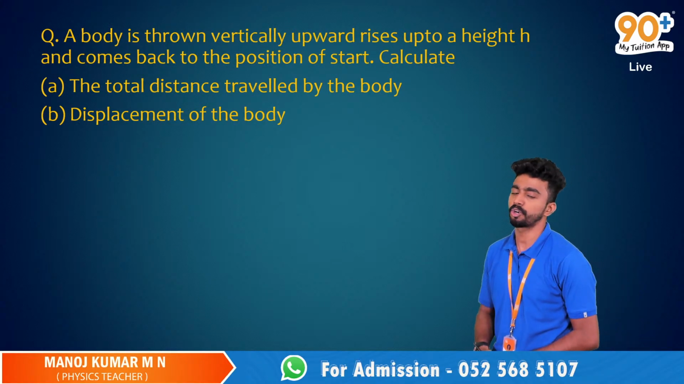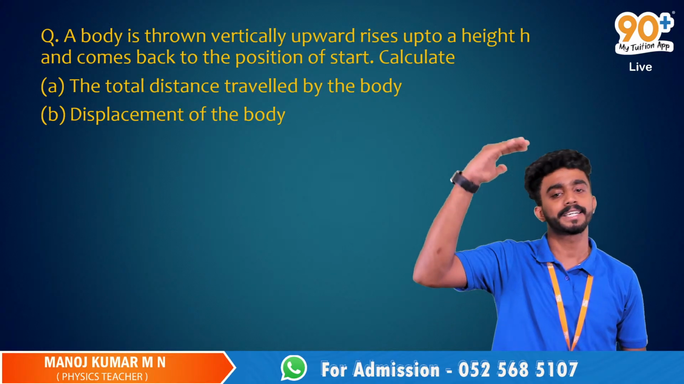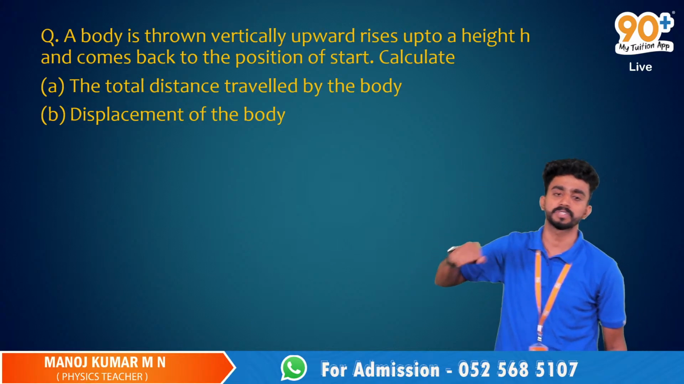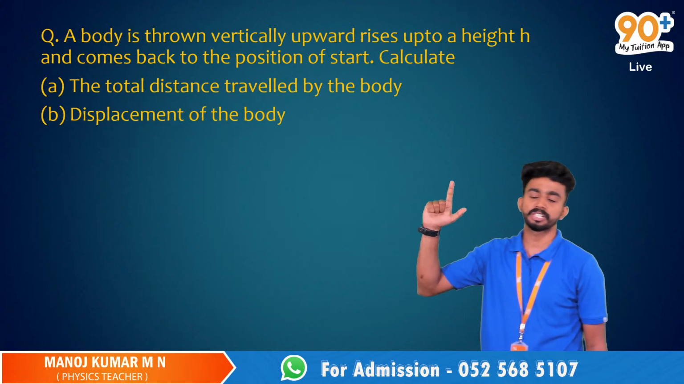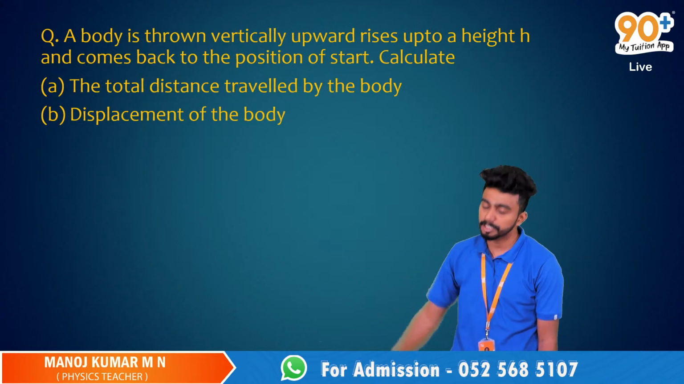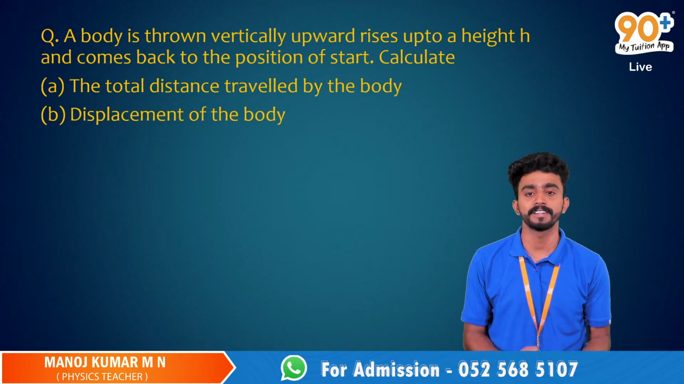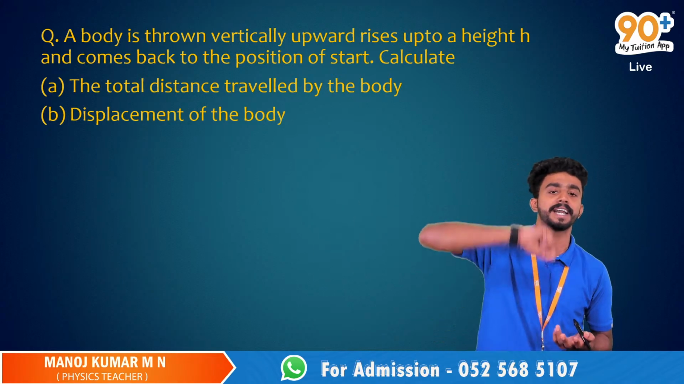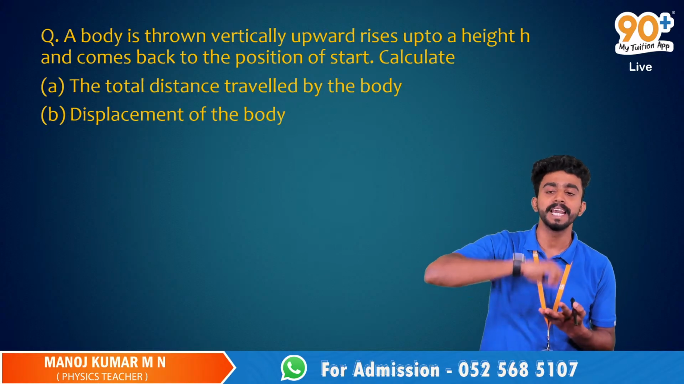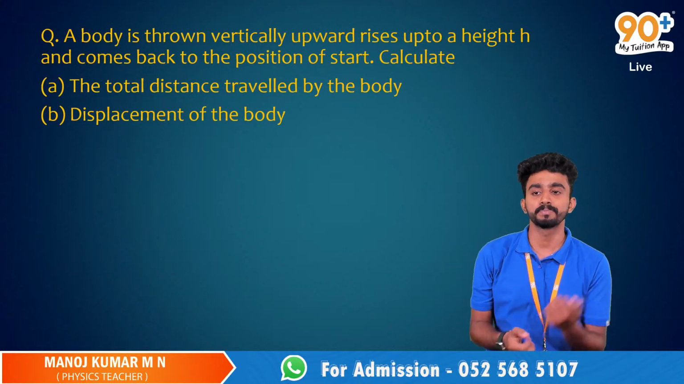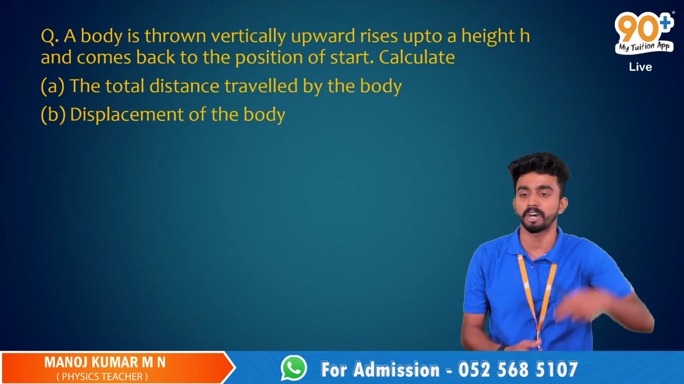Now, a body is thrown vertically upward, rises up to a height h and comes back to the position of start. Calculate the total distance traveled by the body and calculate the displacement of the body. So we have learned that when an object is going to a particular height h, the distance traveled will be h plus h, right? Because an object which we are throwing vertically upwards will come down for sure, right?